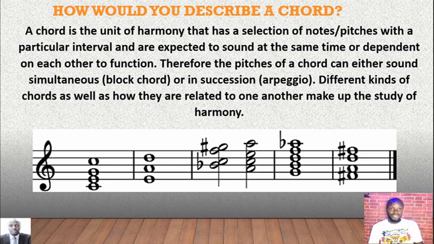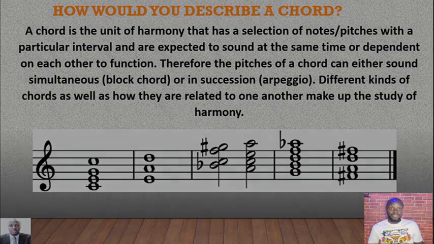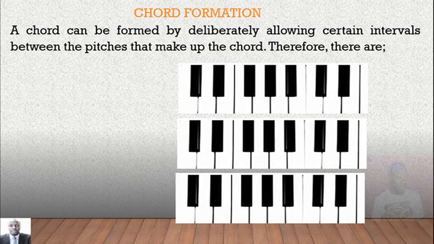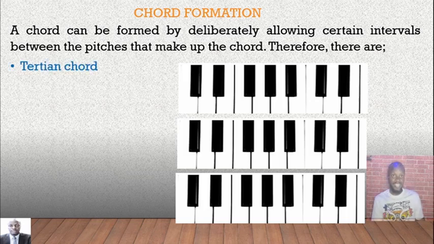We want to talk about different ways in which chords can be formed. A chord can be formed by deliberately allowing a certain interval or a certain gap between the pitches that make up the chord. Now we have the tertian chord, and an example of that is C E G.